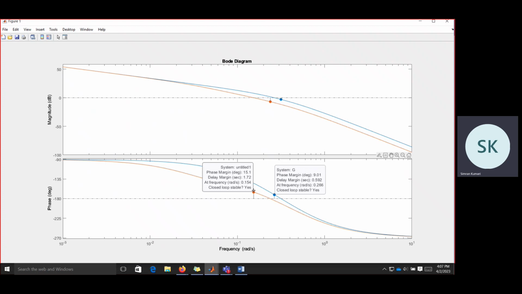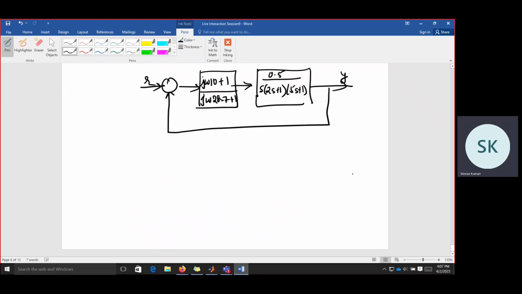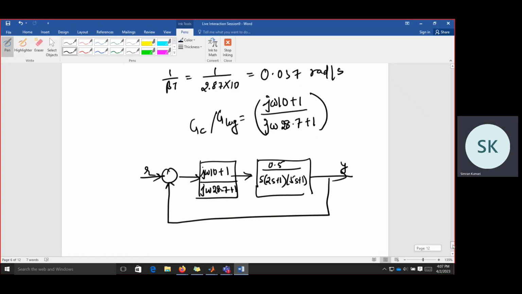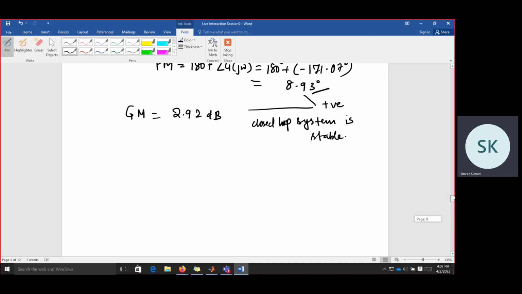And from there, we can find the value of alpha because we know the phi m, which is 40 minus 15 degrees. So alpha is known, and once alpha is known, and we know the frequency at which we are talking about, at this point we can find the T. From there, we can try to design the lead compensator. That step is already there in the lecture. That also can be tried. This is a way of designing the lead compensator and lag compensator. I hope this is clear to you.